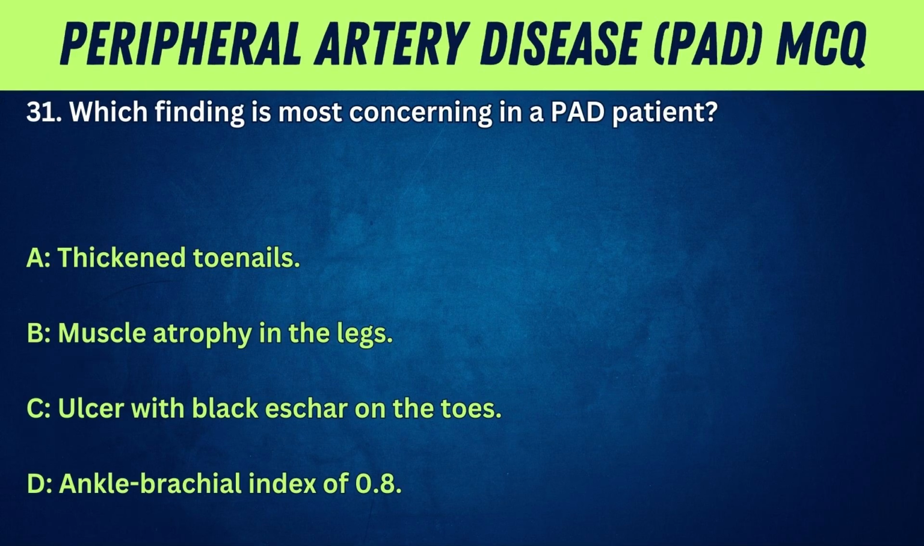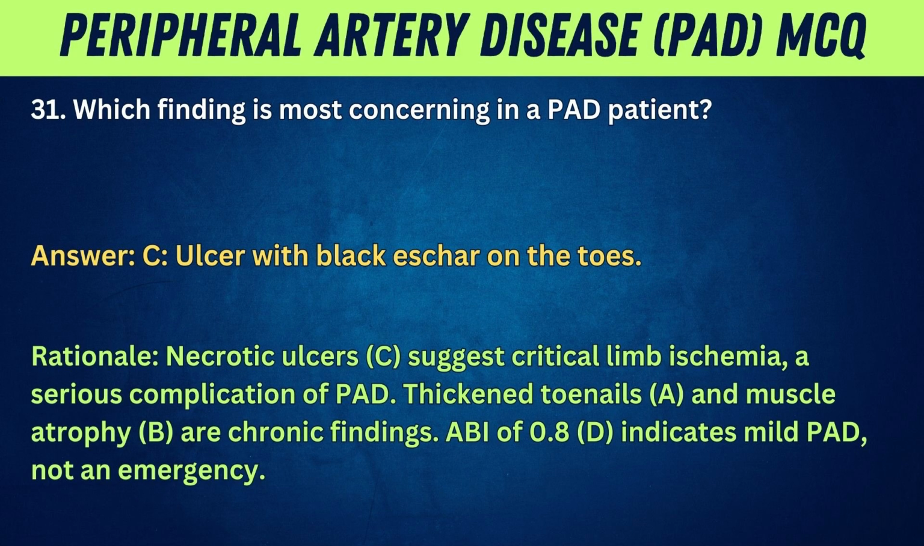31. Which finding is most concerning in a PAD patient? A. Thickened toenails. B. Muscle atrophy in the legs. C. Ulcer with black eschar on the toes. D. Ankle brachial index of 0.8. Answer: C. Ulcer with black eschar on the toes. Rationale: Necrotic ulcers, C, suggest critical limb ischemia, a serious complication of PAD. Thickened toenails, A, and muscle atrophy, B, are chronic findings. ABI of 0.8, D, indicates mild PAD, not an emergency.